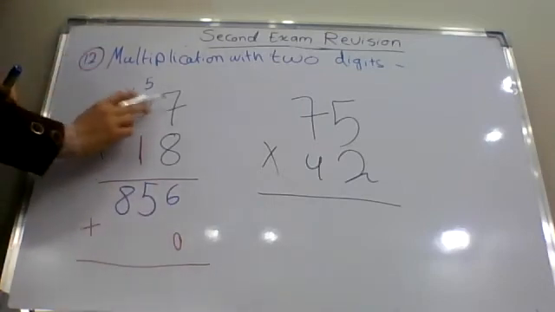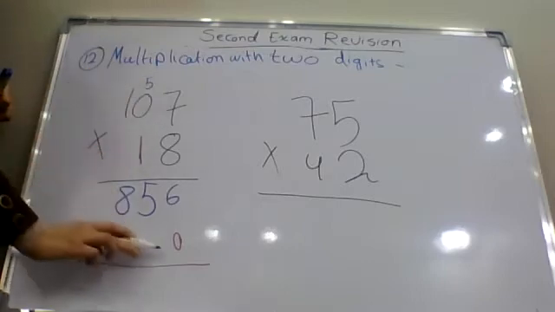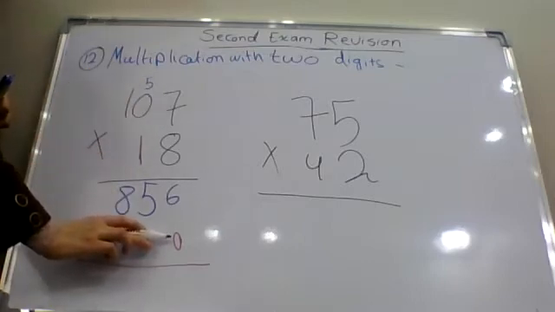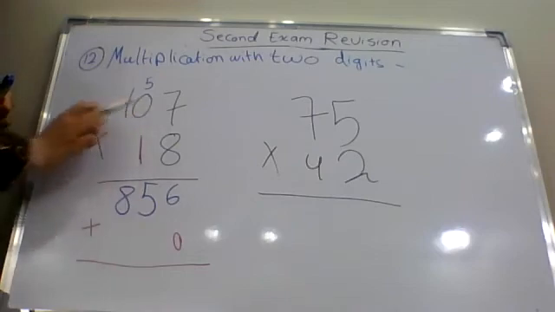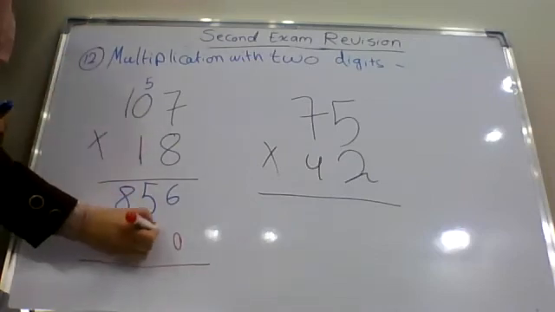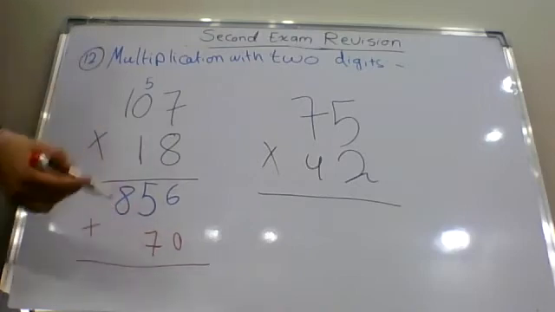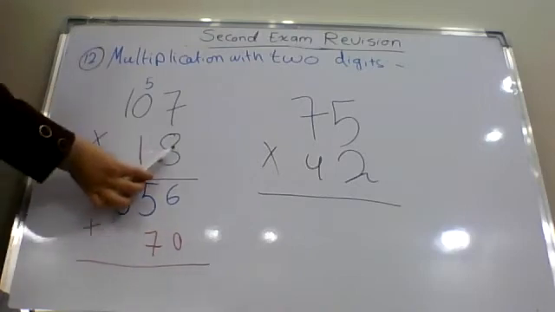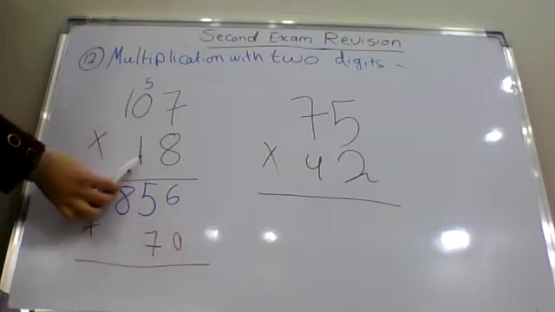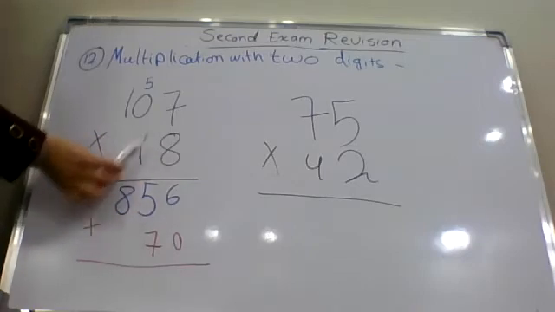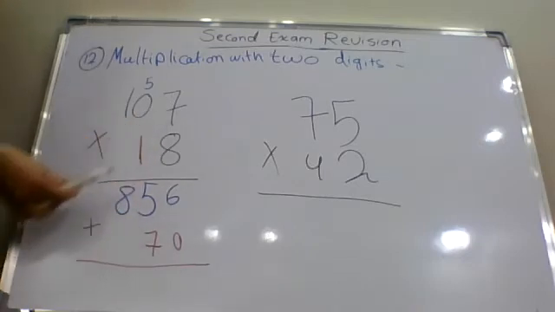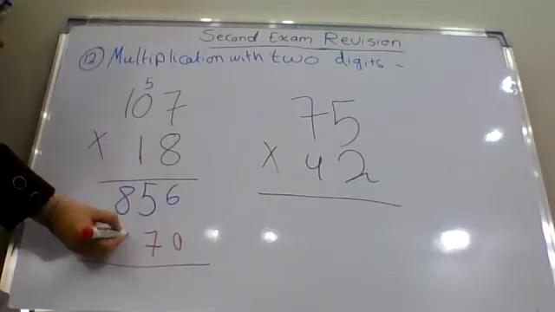Then 1 times 7. Why 0? 0 because in fact we are multiplying 10 times 7 equals 70. So I write in fact 70, not 7. In fact, I'm multiplying 10, which is on the tens place because it's 18. So this is a 10 plus 8. 1 times 7 equals 70. 1 times 0 equals 0.